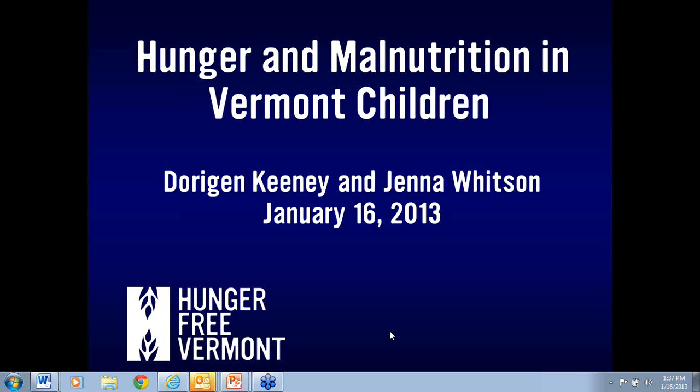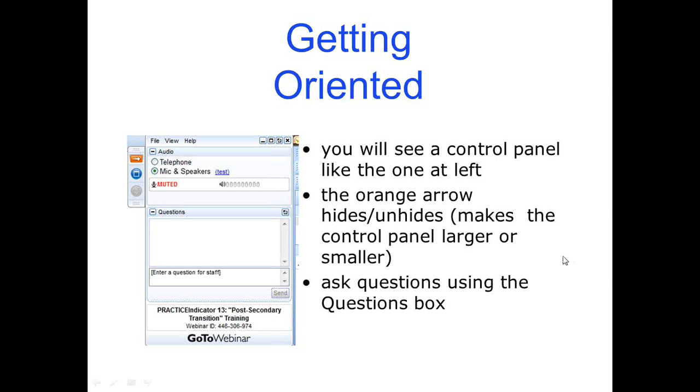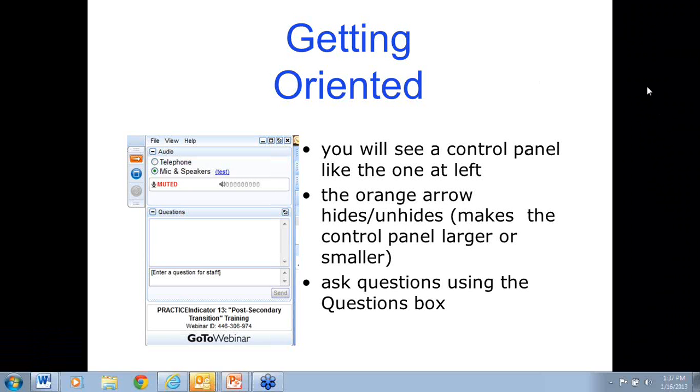Really quickly, before we get going and before we introduce Dorgan, I just want to talk about the webinar technology so we're all on the same page. You should see on your screen a slide that says Getting Oriented, with a picture of your control panel. To the left of the control panel there's a little orange arrow. If you're not seeing the control panel, your arrow might be hidden, so you can click on the orange arrow to unhide your box.